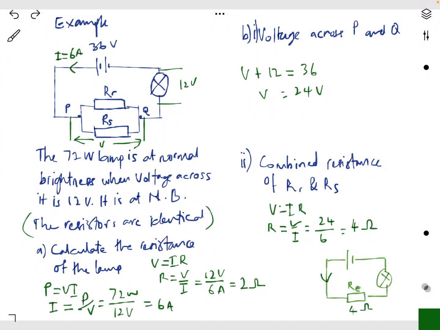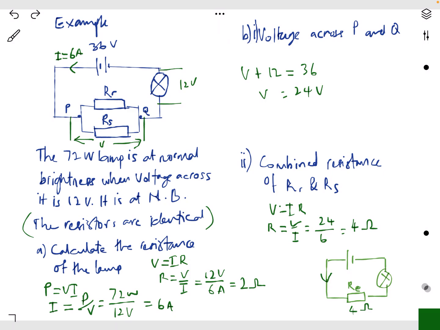Next, the combined resistance of R and RS. Okay, how do you find the combined resistance? When you combine these two resistors, you can see that they are connected in parallel. So when you combine them, you are going to get an effective resistance, RE. Okay, you want to know what is the value of RE.